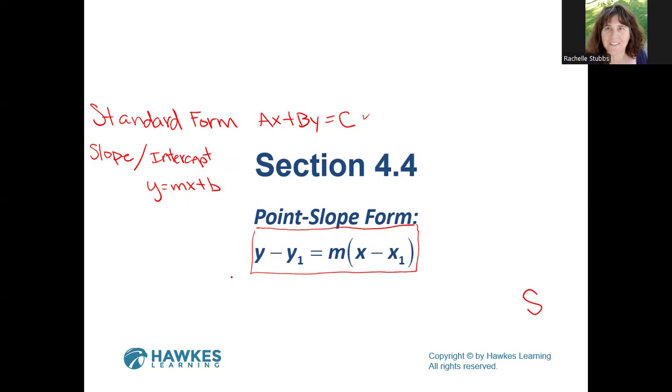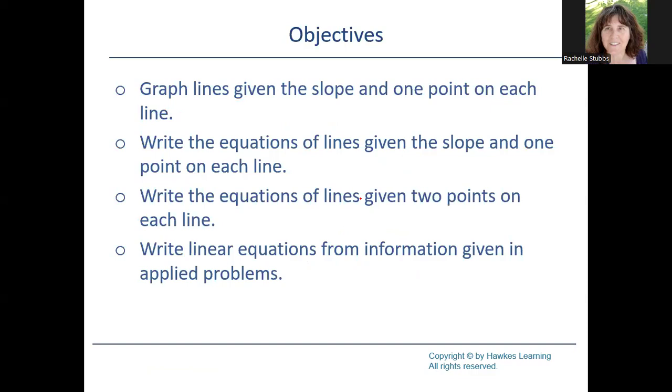So we're going to just practice using this form. This form takes place when you know the slope and you know one point. So we're going to be building an equation based on knowing a point and the slope. We're like detectives. We're gathering the clues, and then we've got to discover what the formula looks like. So we're going to graph lines given the slope and one point on each line. And then we're going to write the equation of lines given the slope and one point on each line. Then we're going to write equations of lines given two points on each line. And then we're going to write linear equations from information given in applied problems.